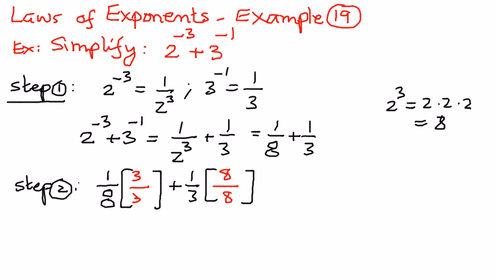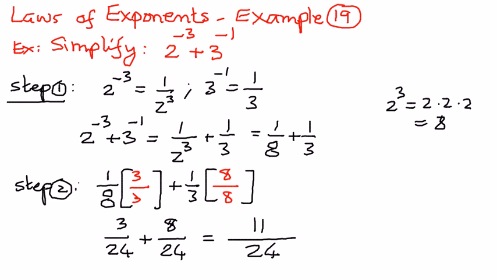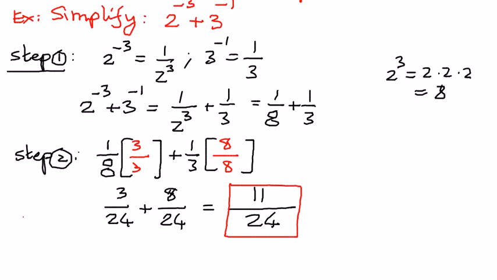Therefore when we simplify, this is going to be 1 times 3 is 3 divided by 8 times 3 is 24, plus 1 times 8 is 8, and 3 times 8 is 24. So therefore the common denominator is 24, and then when we add the numerator parts, 8 plus 3 is equal to 11. So therefore 11 over 24 is our answer, and that is where we want to leave the answer at. Let's look at another example.